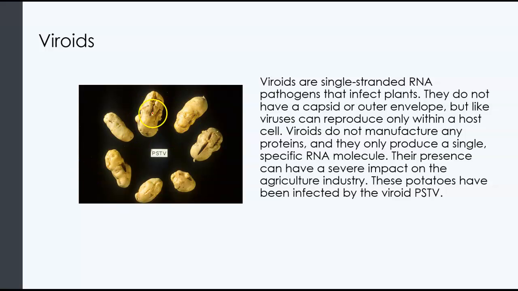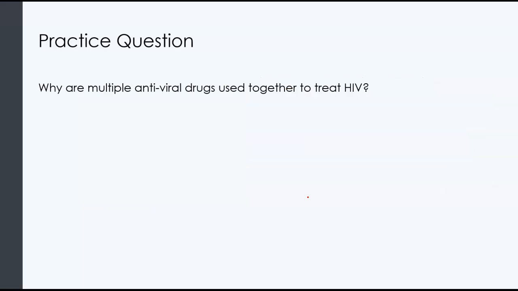Viroids are only plant pathogens, and viroids are only single-stranded RNA. That's it. They infect plants, and they cause plant diseases. These potatoes have been infected by a viroid. They only infect plants. That's very important for you to know.